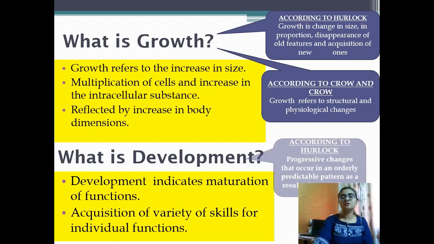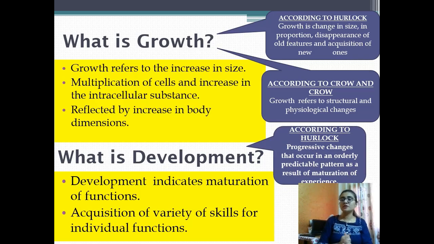So is the definition given by Hurlock. He says that development is progressive changes that occur in an orderly, predictable pattern as a result of maturation and experience. He said it very beautifully, each and every word is very nice. He said progressive changes. We always progress when it comes to development. So it is progressive change that occurs in an orderly manner. It follows a specific order.